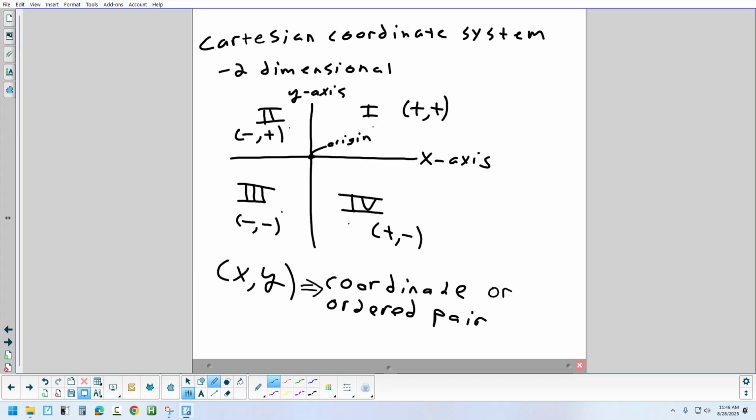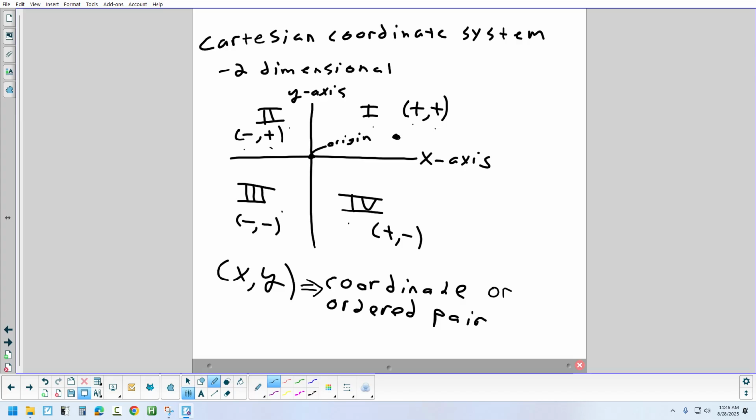And if you want to specify a specific location, like this point right here, you use what's called a coordinate, or the specific kind of coordinate in 2 dimensions. It's called an ordered pair. In 3 dimensions, you call it an ordered triple. What I'm showing in parentheses is that in quadrant 1, the x and the y value are both positive numbers. In quadrant 2, x is negative and the y is positive.